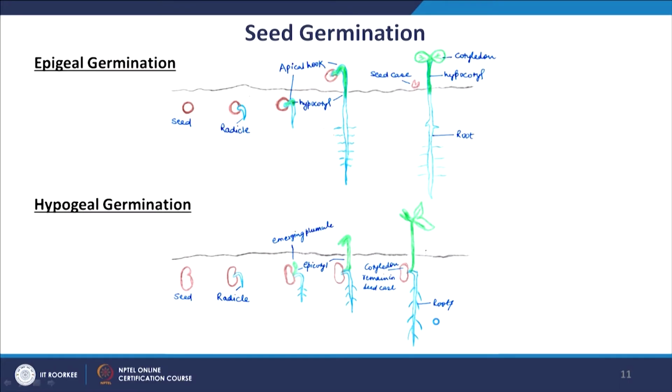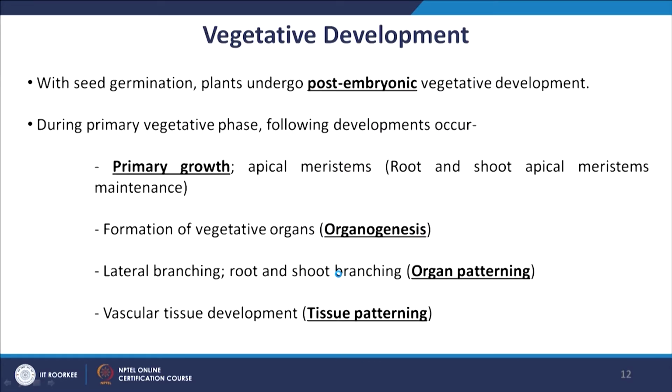This is a typical example of epigeal germination and hypogeal germination. As you can see here, this is the hypocotyl region, and when it elongates, the cotyledons come outside. In case of hypogeal germination, when the region between the shoot apical meristem and cotyledons elongates, the cotyledons remain underground. Next developmental stage is the vegetative developmental stage.